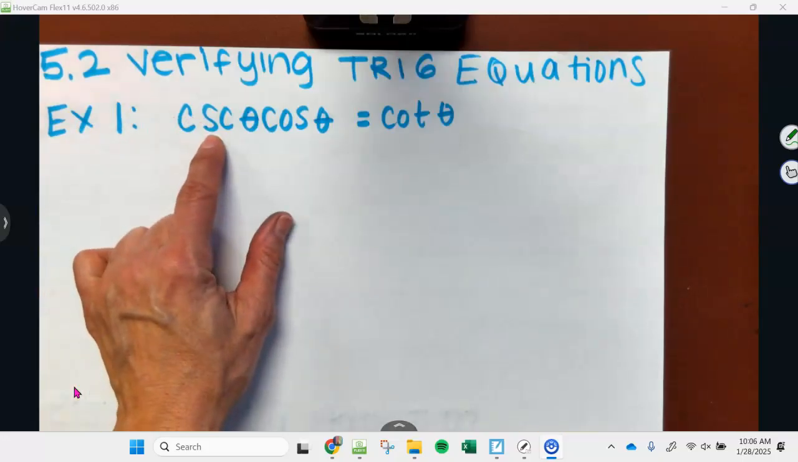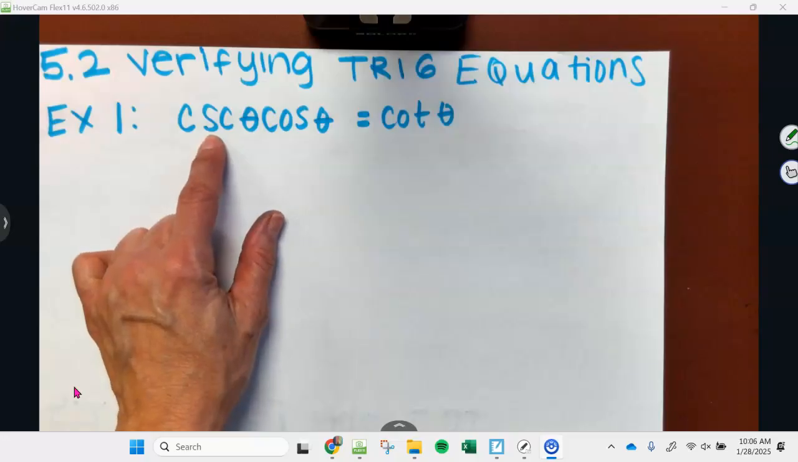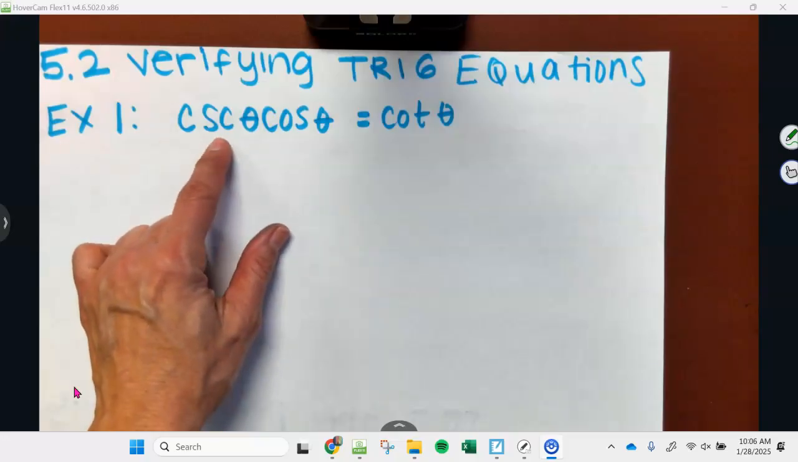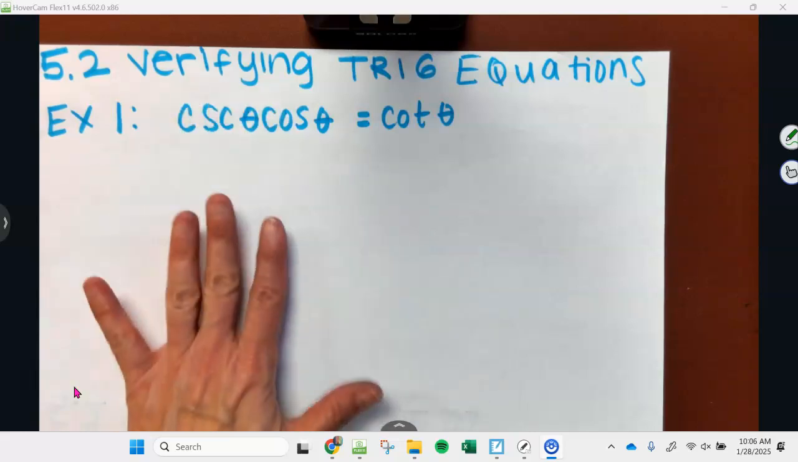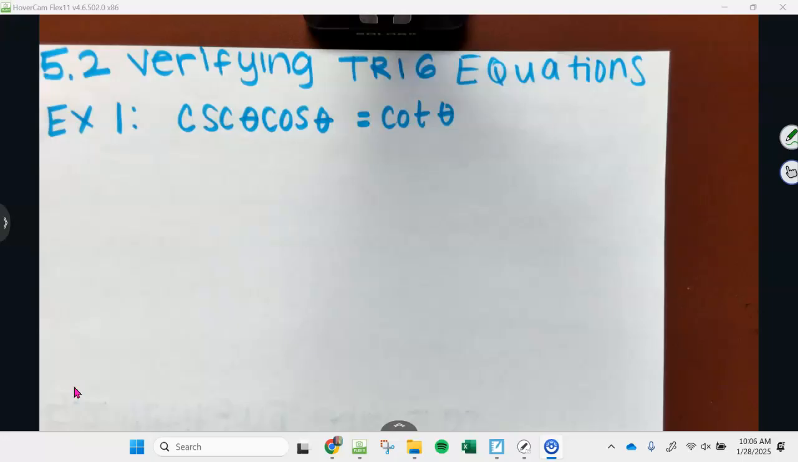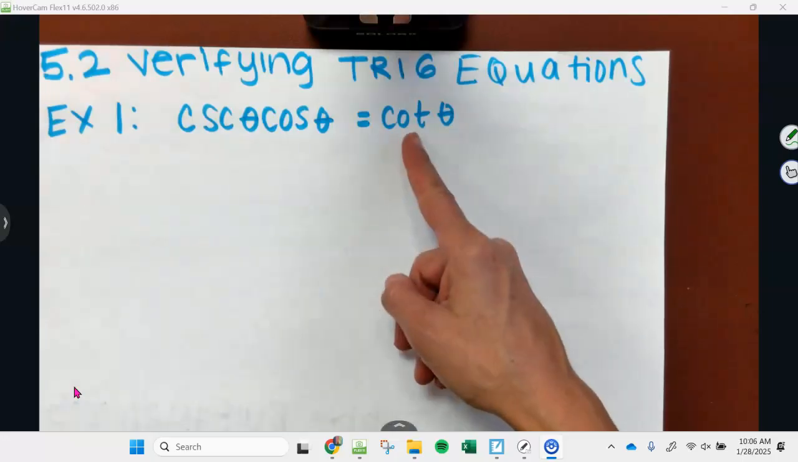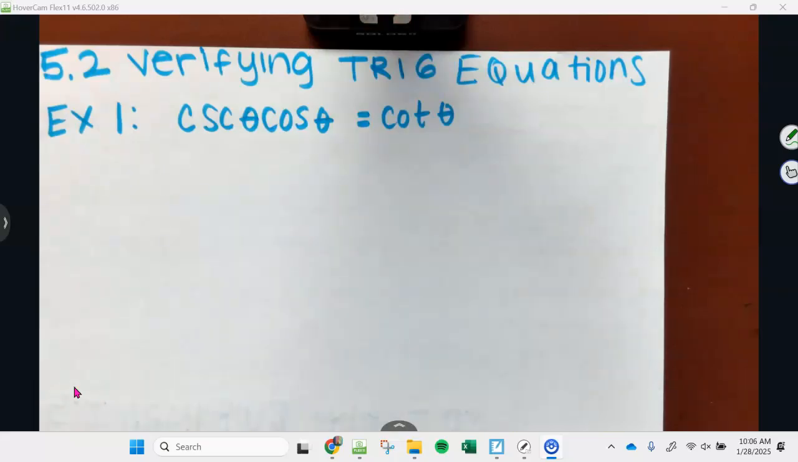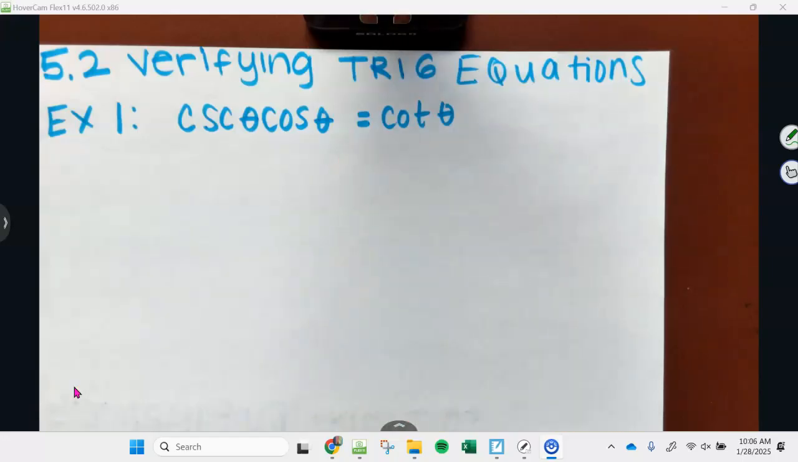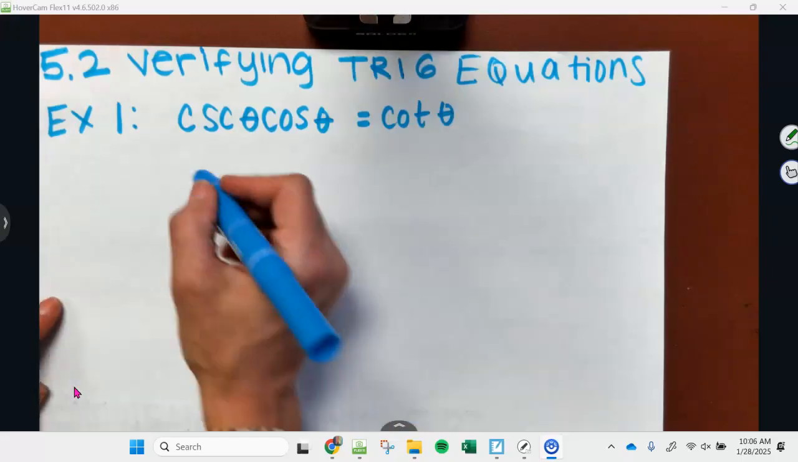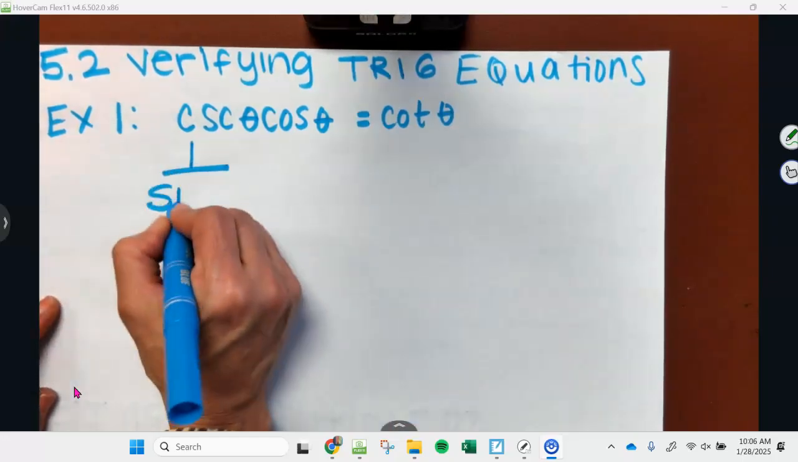Cosecant, what is cosecant the reciprocal of? Sine, so that's 1 over sine, and then that's cosine. So when I change this to 1 over sine, that's going to be cosine over sine, which is the definition of cotangent. So I verbalized out loud with you what I would think in my head if I was working on this on my own. All right, so I know cosecant is this.